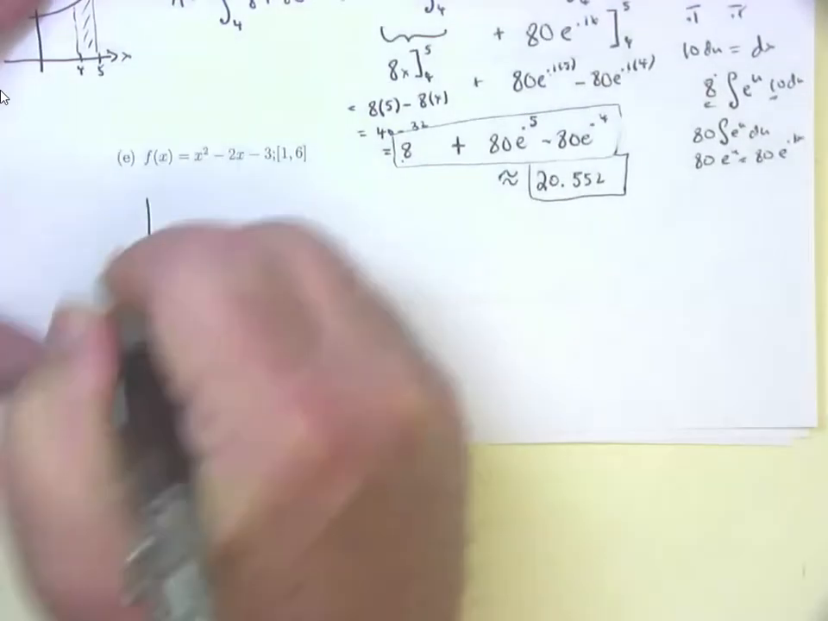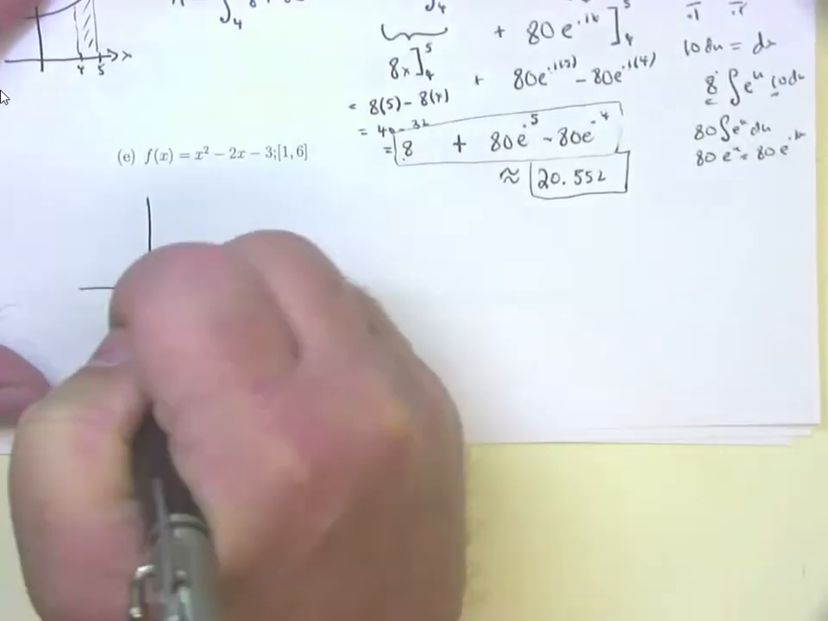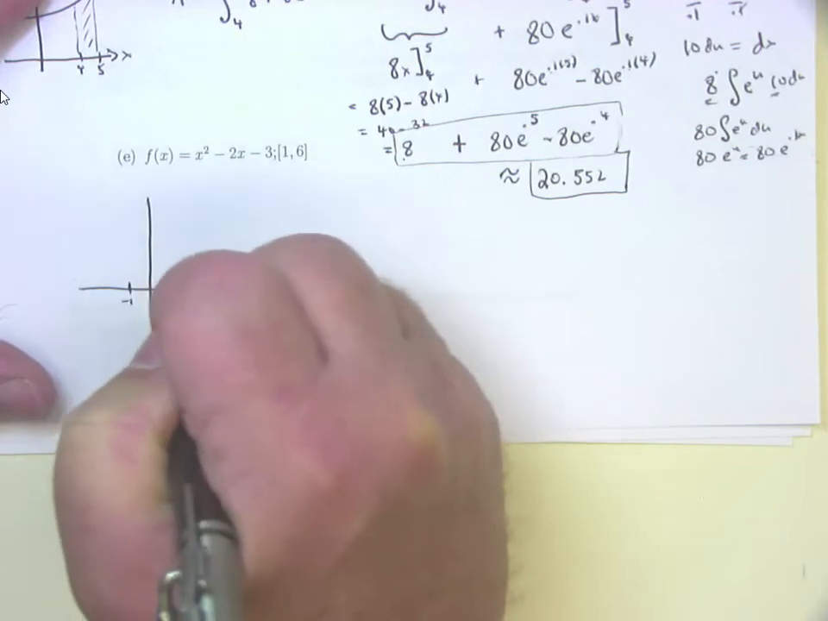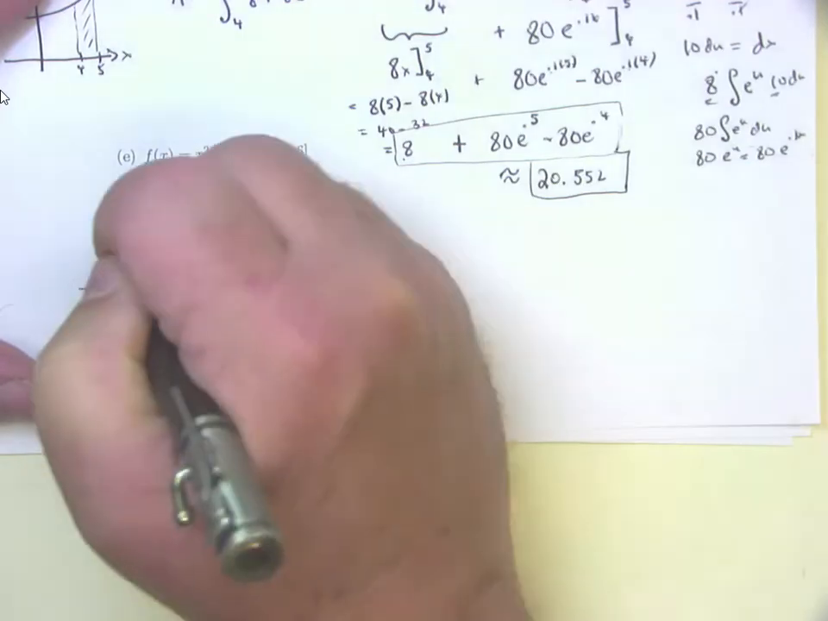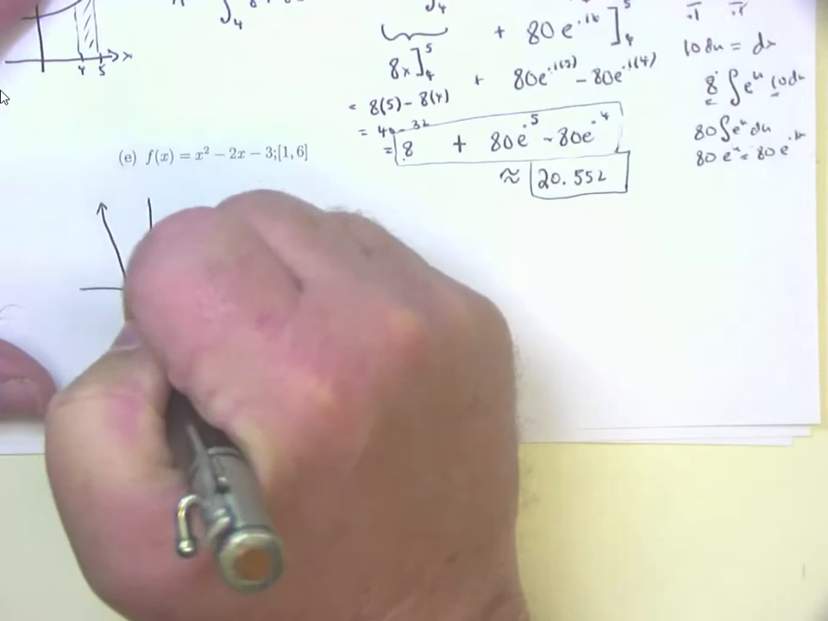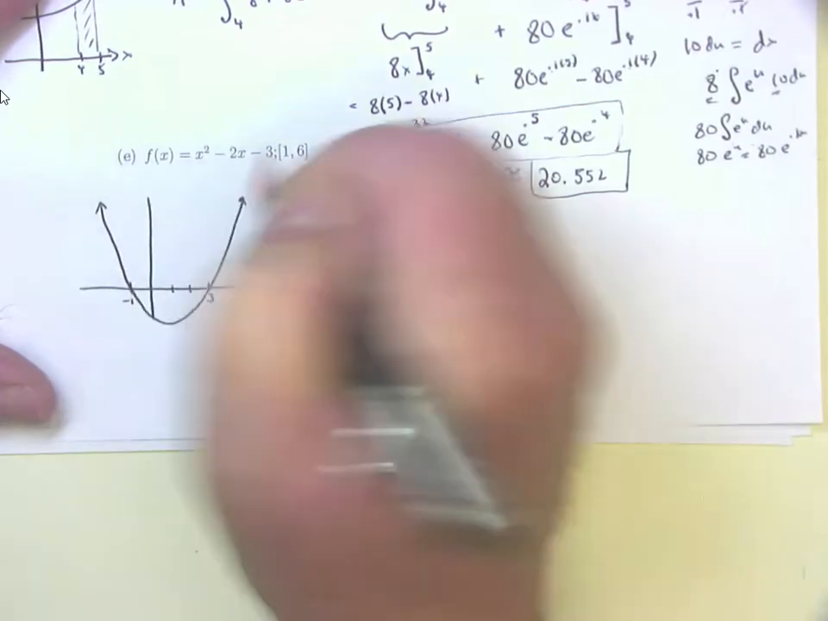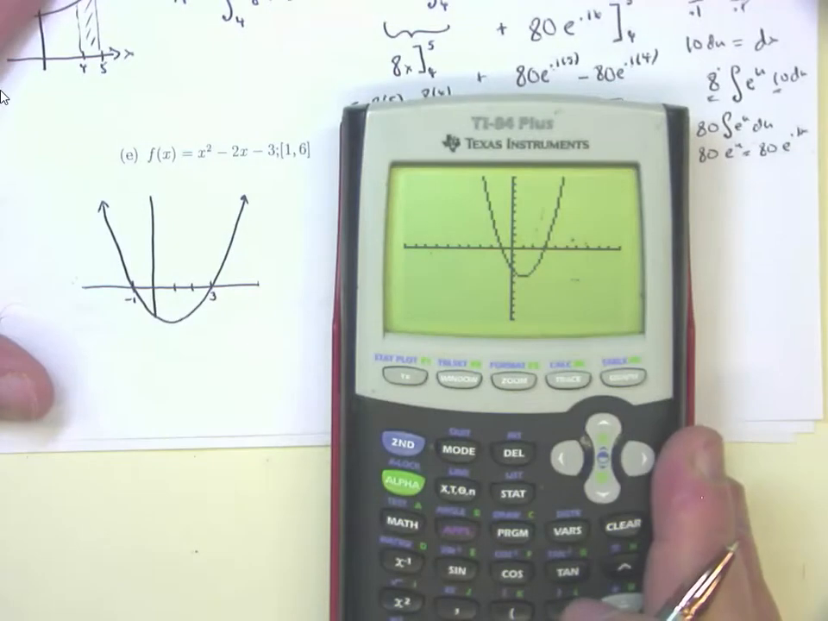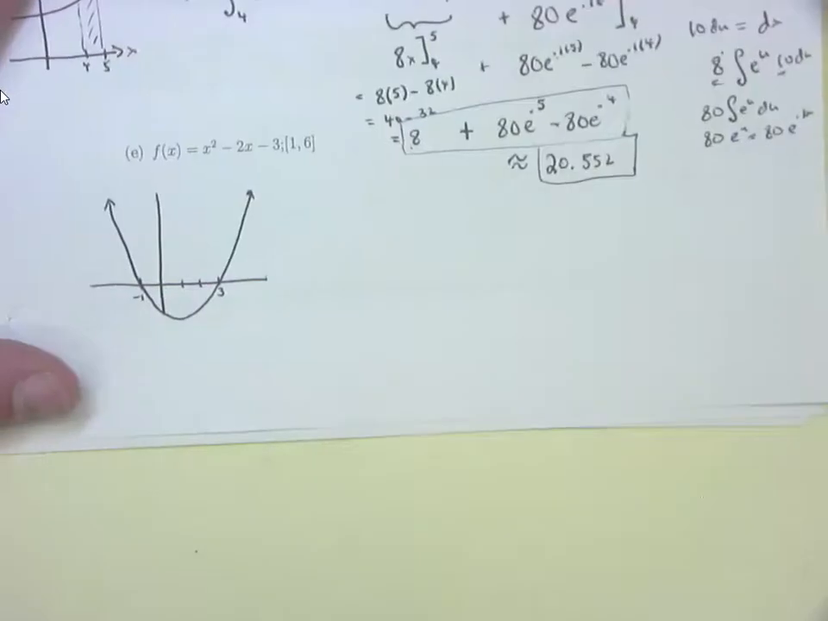This is my function. It hits over here at negative 1. It hits over here at 3. And the graph is a parabola that looks like this. Again, I'm just generally sketching this guy. Does that make sense?